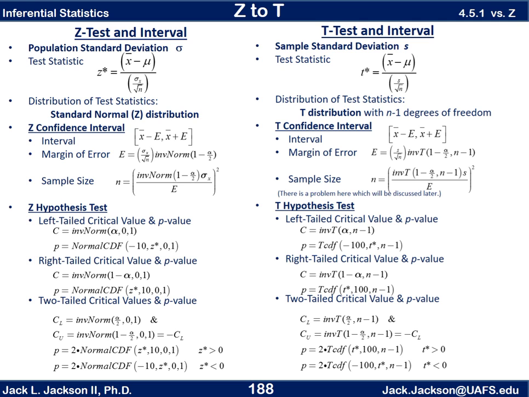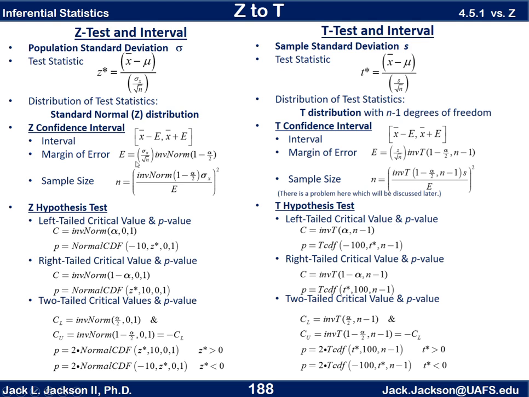The distribution of such statistics is a normal, standard normal, or z distribution on the left. On the right, the distribution of these t statistics is a t distribution with n minus 1 degrees of freedom. The confidence interval in both cases is a confidence interval for the mean, and these distributions are symmetric, so the mean is smack dab right in the midpoint of the interval, and the interval is just x bar minus e to x bar plus e in both cases. The difference is how we find e, but again, it's extremely similar.